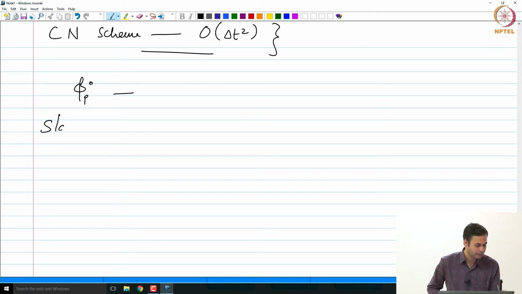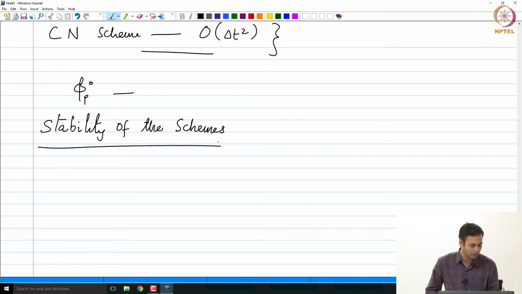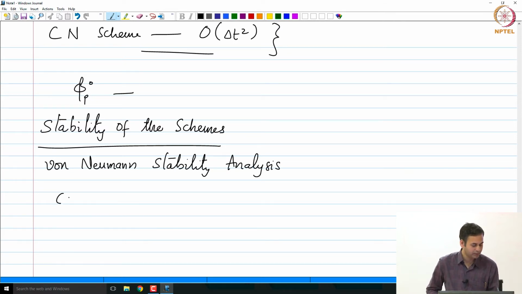So, we are looking at the stability of the time stepping schemes. We will use one method known as the Von-Neumann stability analysis. This is a classic method that can be used to check the stability of the time stepping schemes we have. This can be applied if you have simple 1D problems with zero source term and without any nonlinearities and things like that. Okay. So, that is what we are going to do.